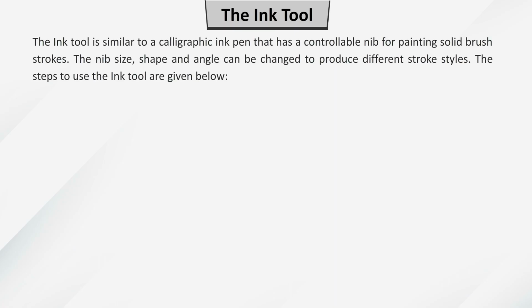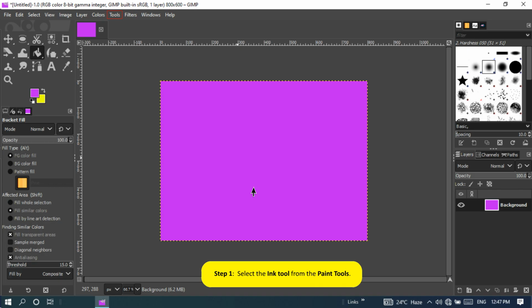The Ink tool. The Ink tool is similar to a calligraphic ink pen that has a controllable nib for painting solid brush strokes. The nib size, shape, and angle can be changed to produce different stroke styles. The steps to use the Ink tool are given below.